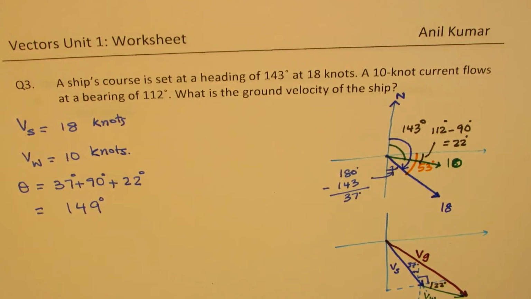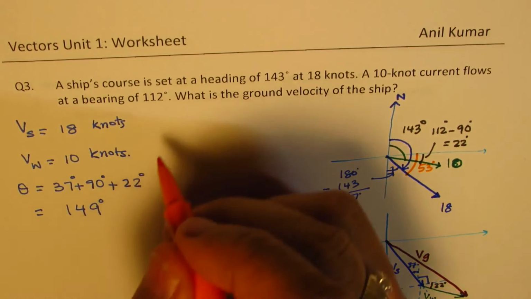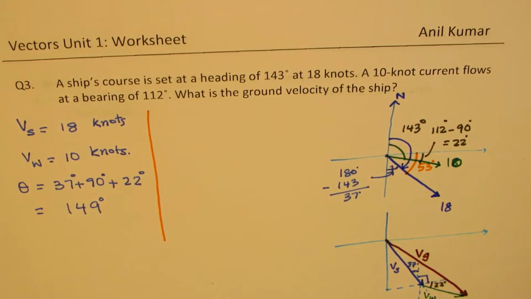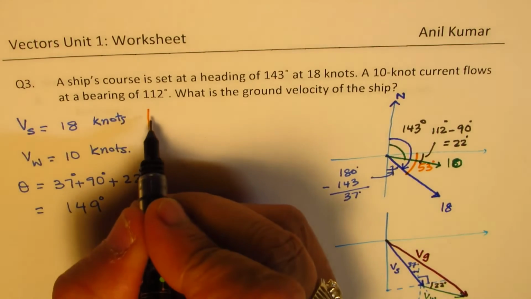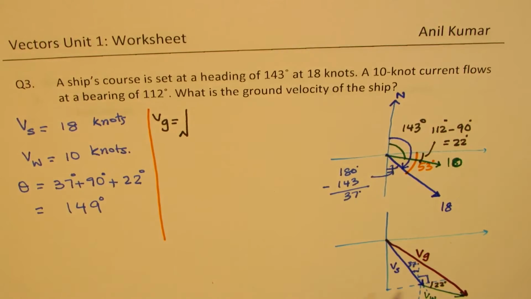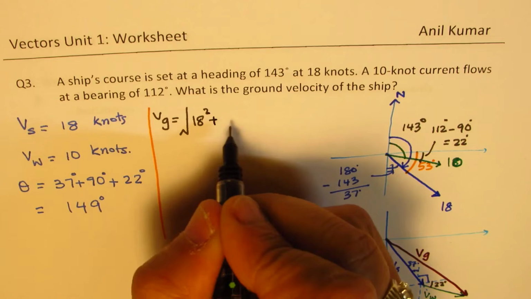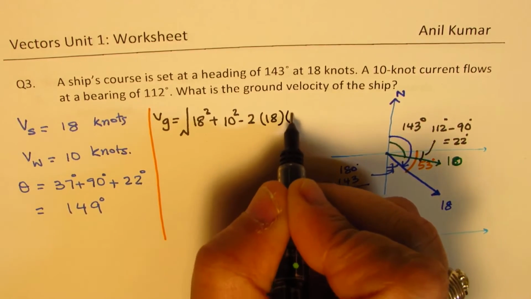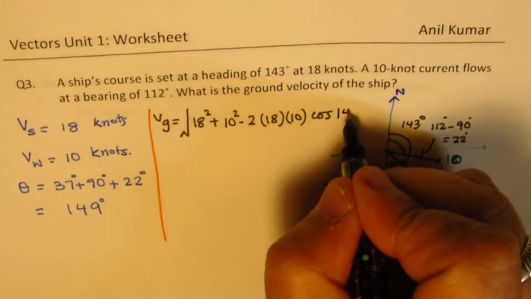Now, to find the resultant, we can again use the cosine law. Is that clear to you? So this time I'll directly write down the formula. We worked it out in the very first example in greater details. So Vg will be equal to square root of squares of these two. So we have 18 square plus 10 square minus 2 times 18 times 10 times cos of the angle in between, which is 149 degrees.